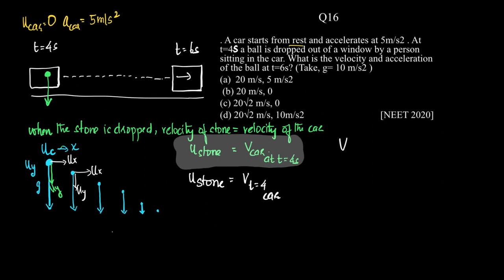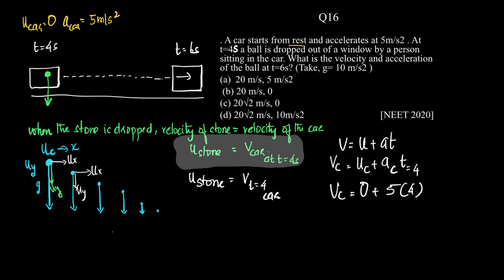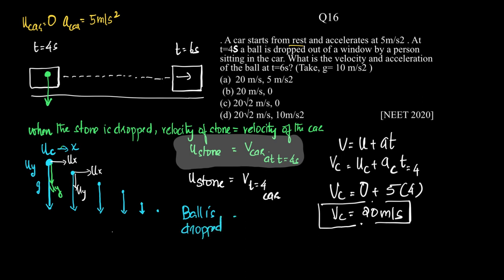So for the car, we can say that v is equal to u plus at. So v of car will be equal to u of car plus a of car into t at t is equal to 4 seconds. So what is Vc equal to? Since it starts from rest, uc is 0. Acceleration of the car is given to be 5, t is 4. So velocity of car is 20 meter per second. Now when the velocity of car is 20 meter per second, what does it mean? It means that the ball is dropped with a velocity of 20 meter per second.